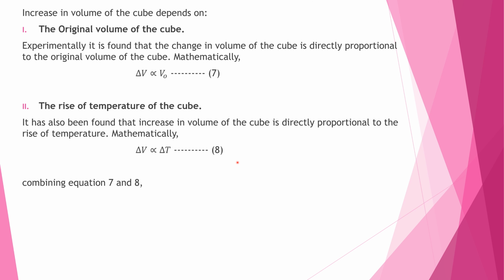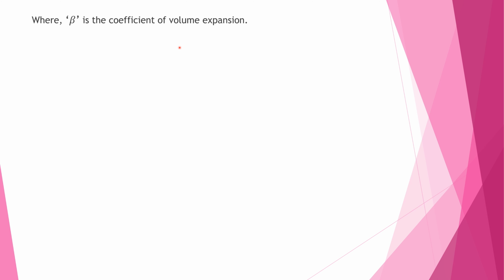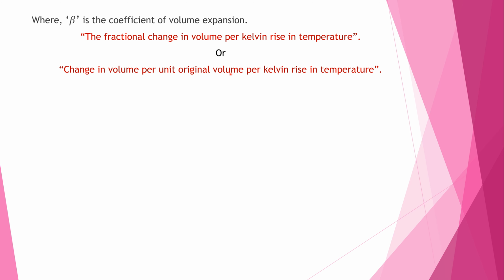Now after combining these two equations, we get delta V is proportional to V naught delta T, and by removing this proportional sign, we introduce a constant beta, and delta V is equal to beta V naught delta T. I mark it as equation number 9. Beta is the coefficient of volume expansion, and it is defined as the fractional change in volume per Kelvin rise in temperature, or we can say the change in volume per unit original volume per Kelvin rise in temperature.